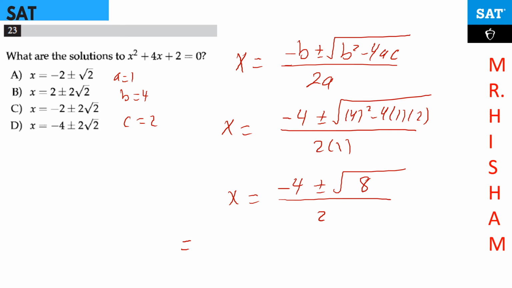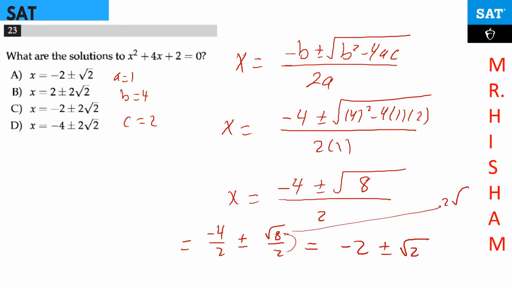Now I have to split them, so it's negative 4 over 2 plus or minus root 8 over 2, which is equal to negative 2, and root 8 is 2 root 2, so 2 root 2 over 2 is root 2. So the answer is root 2. So the final answer is negative 2 plus or minus root 2. So the answer is 8.